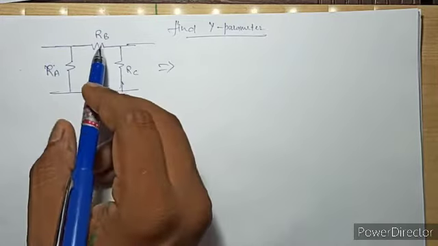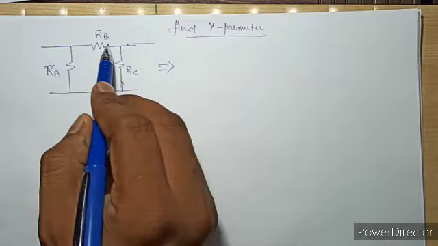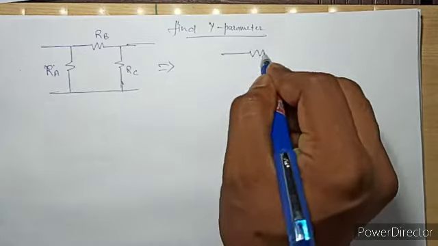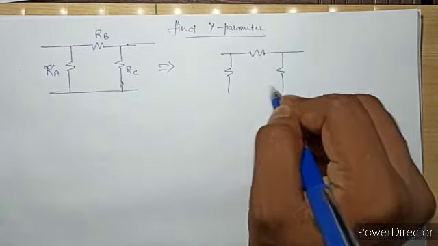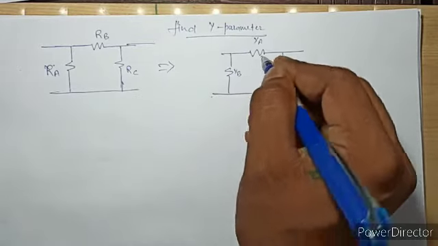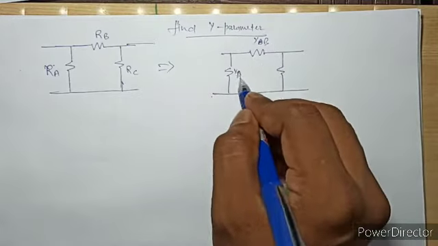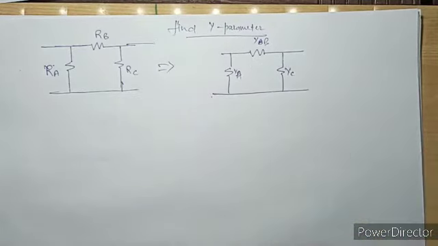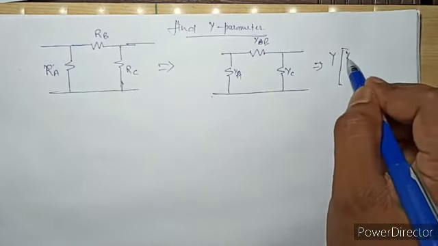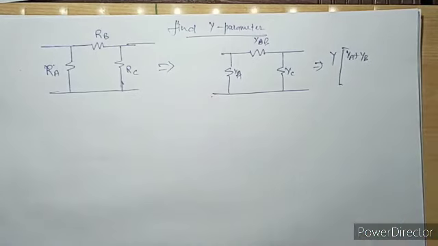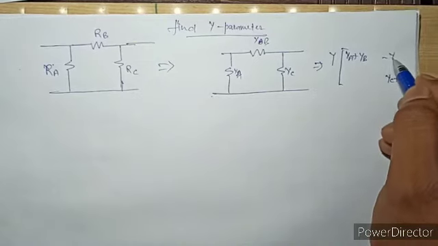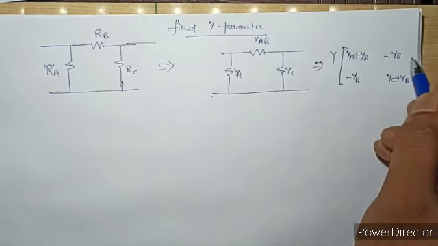just find, this is nothing but the resistance, find its reciprocal, means find the admittance. Its admittance will be what? YA, sorry, this is YB, YA and YC. Then its Y parameter will be YA plus YB, YC plus YB, and this will be minus YB and minus YB.